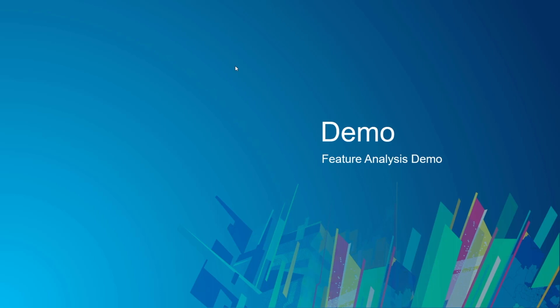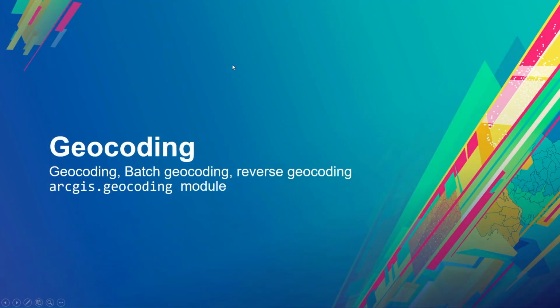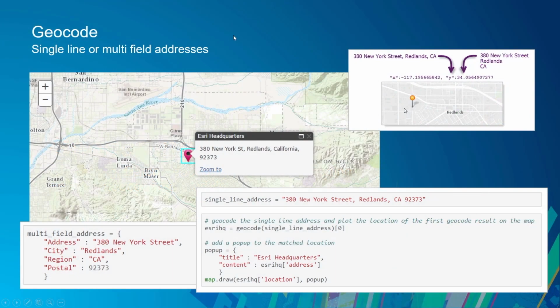So we're going to switch back and move on, and we're going to talk a little about geocoding. What geocoding is going to allow us to do is find a location on Earth from some piece of descriptive information, such as an address. And the geocoding module in ArcGIS.geocoding has the ability to do standardized single-line geocoding, batch geocoding, which is a collection of addresses, and reverse geocoding. And let's take a look at how this works.